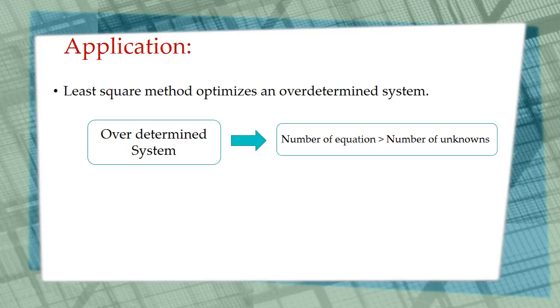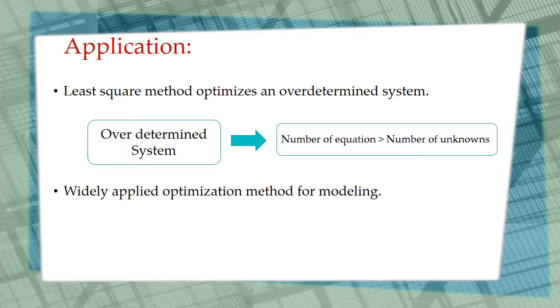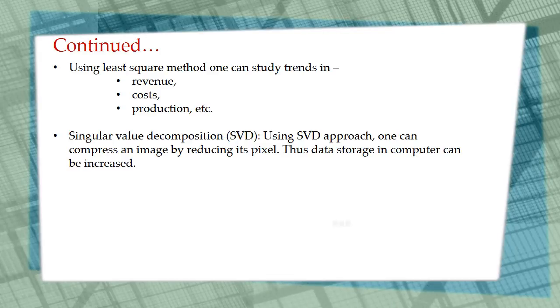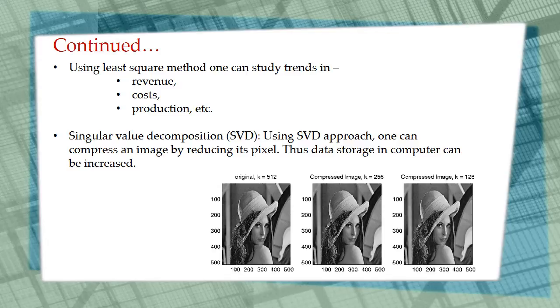Now its application. This method optimizes an overdetermined system. What is an overdetermined system? It's a system where the number of equations is greater than the number of unknowns. Least square method is a widely applied optimization method for modeling. Most important application of this method is in data fitting. Using this method, one can study trends in revenue, cost, production, etc. And also, one can determine singular value decomposition using this technique. Using the SVD approach, one can compress an image by reducing its pixels. Thus, data storage in computer can be reduced.